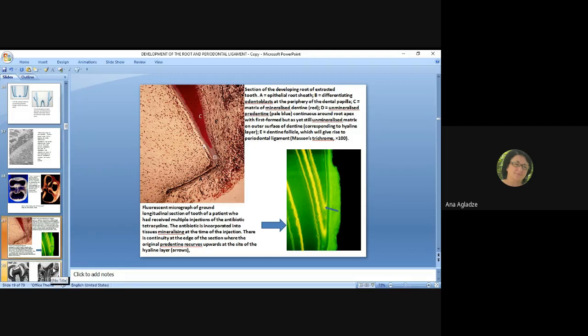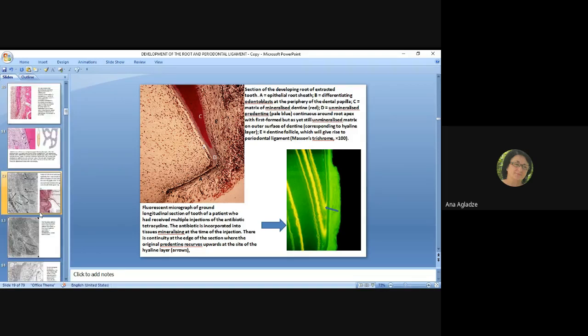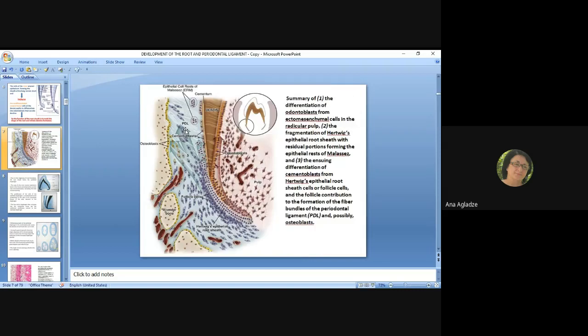And here, the cells of the dental follicle, yes, let's see these cells of dental follicle cells. They give rise to cementoblasts. Here you can see cementoblasts, fibroblasts of periodontal ligament, and also osteoblasts of the periodontal ligament. You know that periodontal ligament contains osteoblasts, cementoblasts, also osteoclasts, and so on.